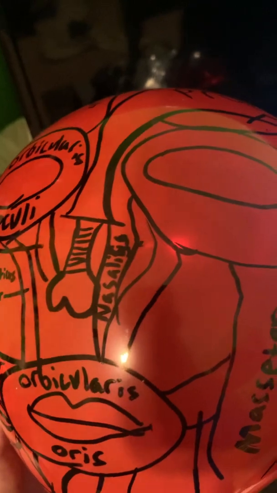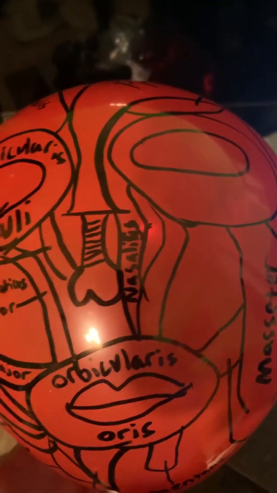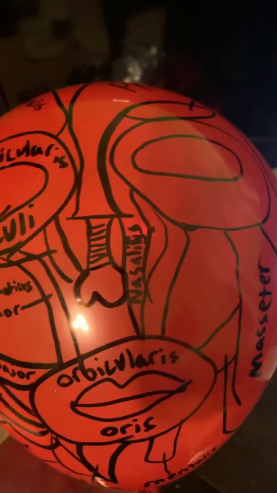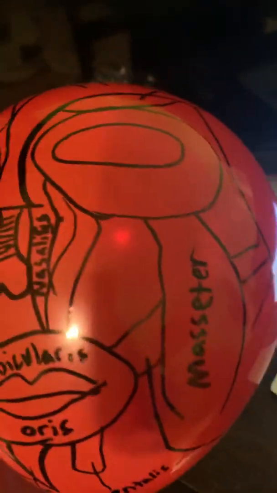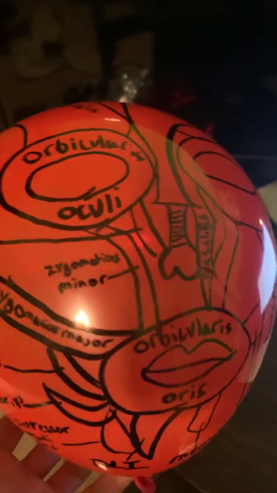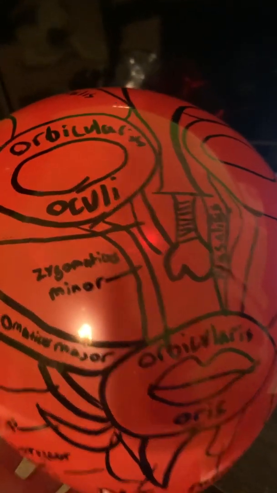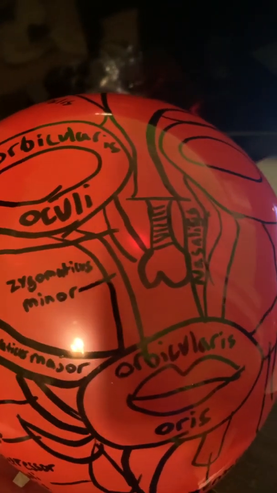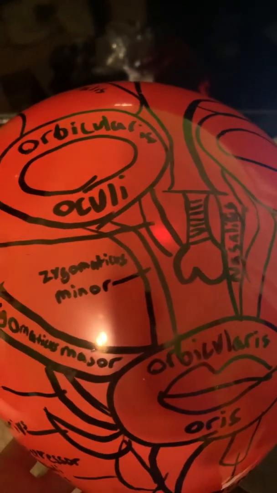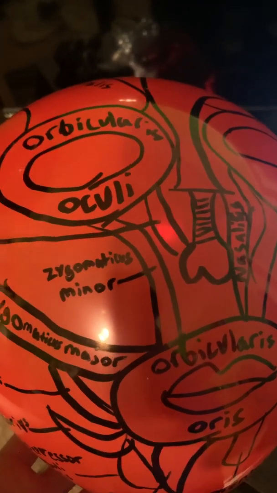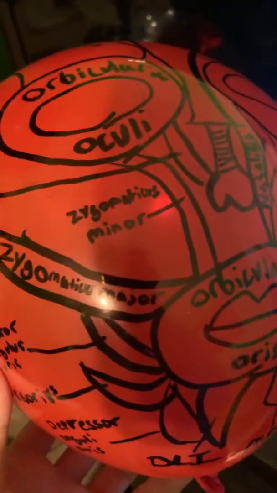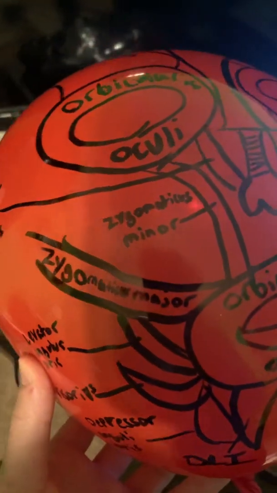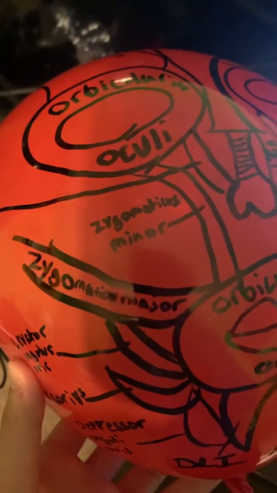And then to the right we have the nasalis, and that's in charge of basically it compresses the nasal cartilage. And then let's go to, so here we have the zygomaticus minor, and what it's in charge of is it elevates the upper lip. And then down here below it we have the zygomaticus major, which is in charge of the way we smile.